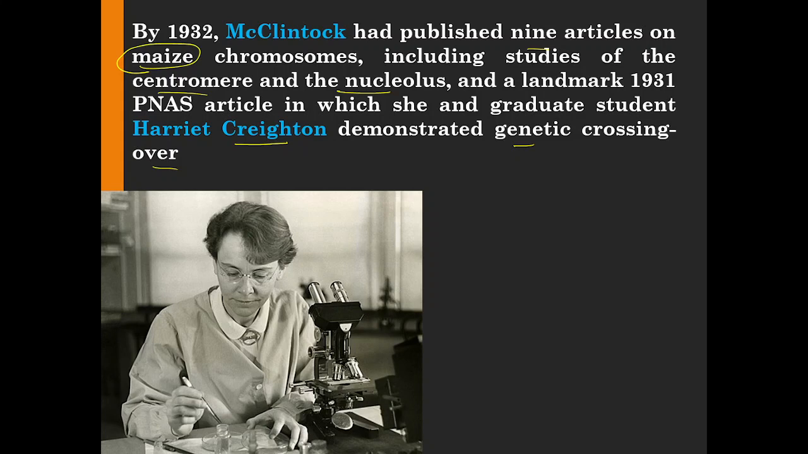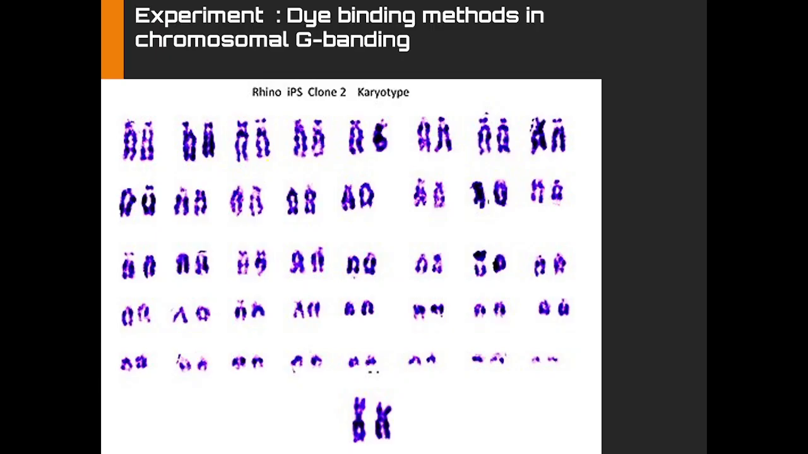If you are wondering why I am talking about all of this, it is because in today's lecture I am going to talk about chromosome banding and specifically about the G banding pattern. So what does G banding mean, or the G staining which is used? The G staining stands for a dye called Giemsa. If you stain a chromosome, it will look like this, purple in color. This is a karyotype shown for rhino induced pluripotent stem cells.